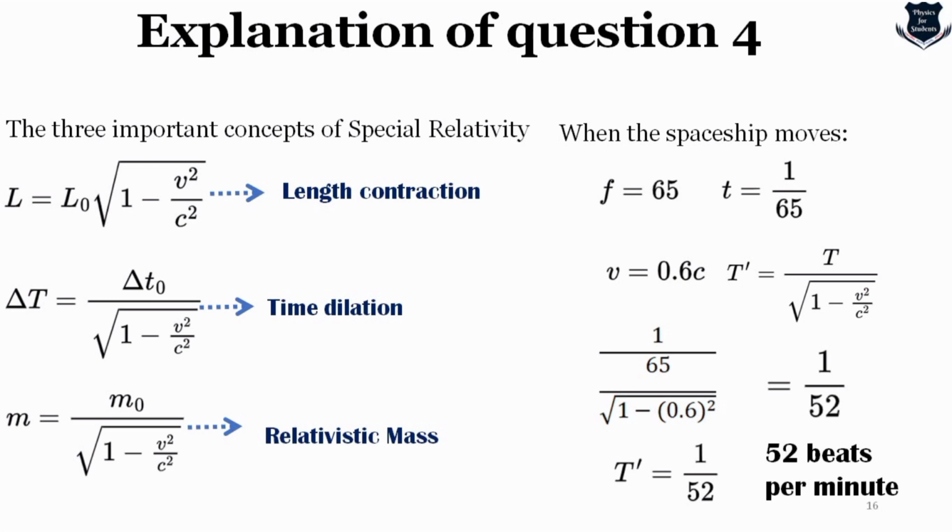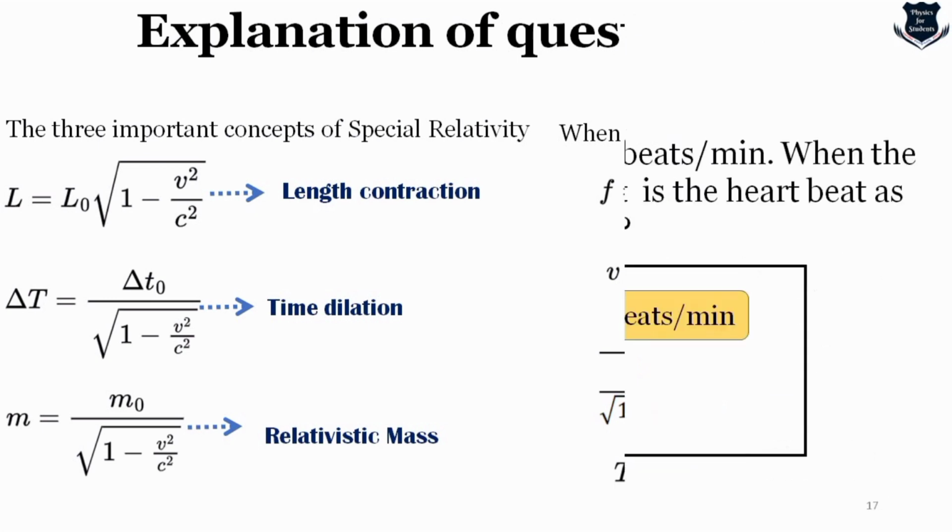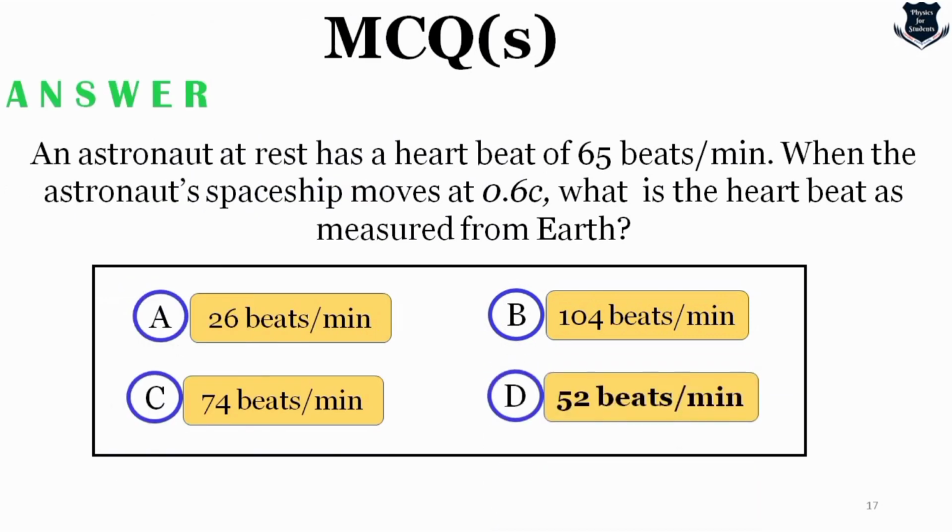If we are given 65, we take up the time, and then we take the velocity of the spaceship, and then we put it into the Lorentz transformation, and we get 52 beats per minute. So what is the answer? The answer is 52 beats per minute, and this is how it is beating. I just thought to give you a slight kind of animation.